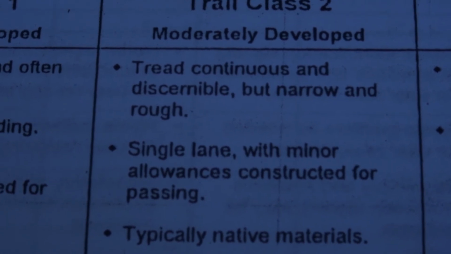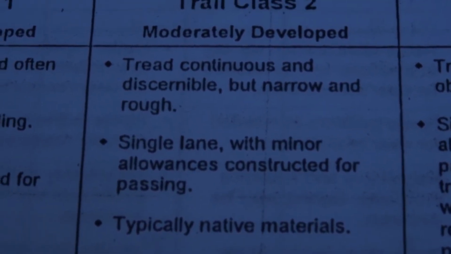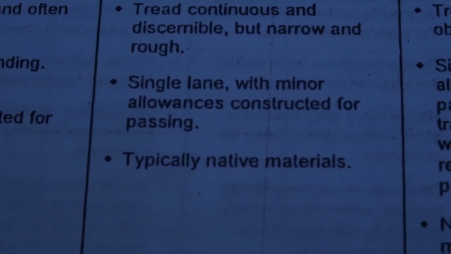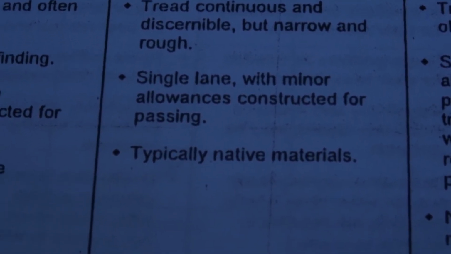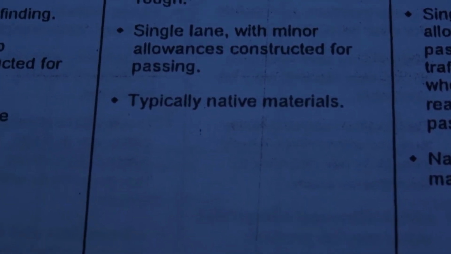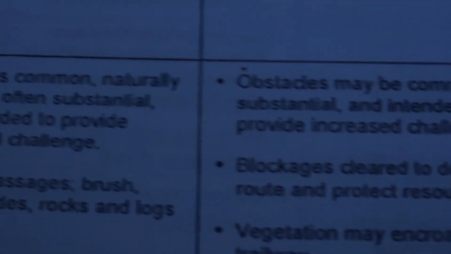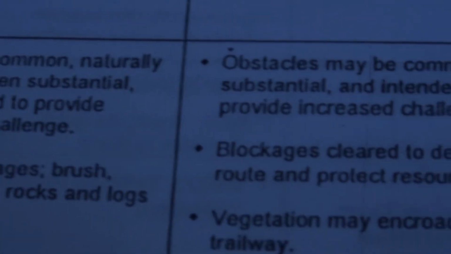So the tread is continuous, discernible. You saw that. It can be narrow in spots, and it can be rough. Other spots it was pretty wide. Single lane with minor allowances constructed for passing. So sometimes it's single, sometimes it's got enough room to pass. Everything was native materials. And let's see, this is obstacles.